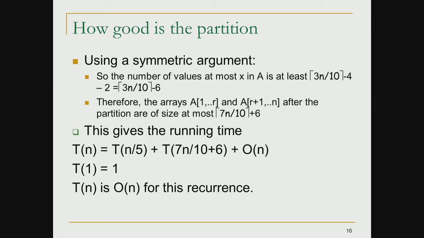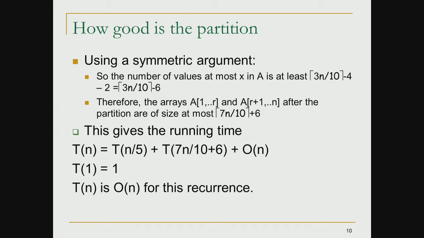Therefore, by making a recursive select call on one of these two arrays, we get a running time which is given here. T(n), the time taken to find the ith ranked element in the given array A, is equal to T(n/5), which is to find the median element in the array M, plus T(7n/10 + 6), which is the time taken to solve the recursive subproblems, plus the time taken to create the partition, which is also a linear time procedure.